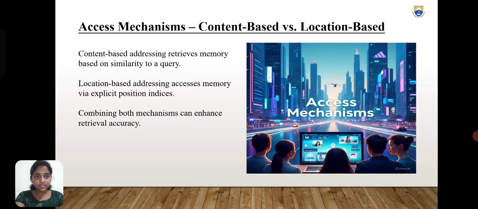Access mechanisms: content based versus location based. Content based addressing retrieves memory based on the similarity to a query, whereas location based addressing accesses memory via explicit position indices. Combining both mechanisms can enhance retrieval accuracy.